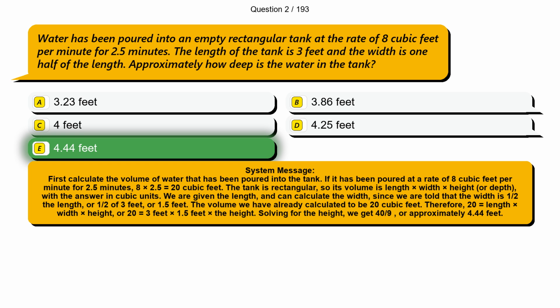We are given the length, and can calculate the width, since we are told that the width is 1/2 the length, or 1/2 of 3 feet, or 1.5 feet. The volume we have already calculated to be 20 cubic feet. Therefore, 20 equals length times width times height, or 20 equals 3 feet times 1.5 feet times the height. Solving for the height, we get 40/9, or approximately 4.44 feet.